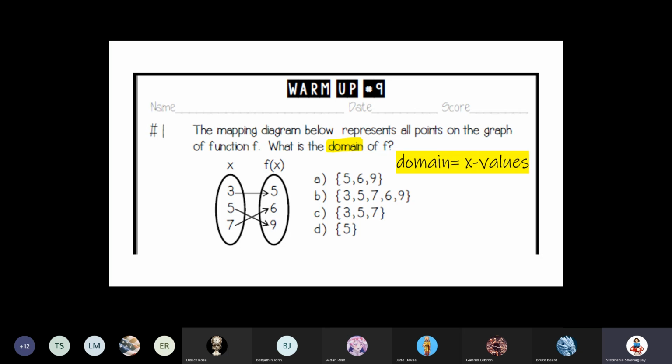Do not automatically think it's all real numbers. All real numbers is only your domain if you have a function like a quadratic function or an exponential function, because you could have any possible input to get your output. But if they give you a function like that was given here in question 1, they are asking for you to identify your possible x values, which in this case are 3, 5, and 7. So your answer is C.